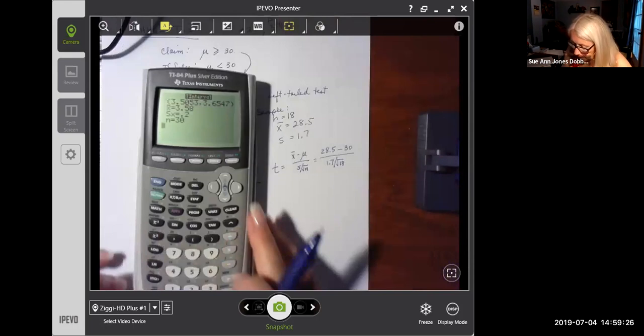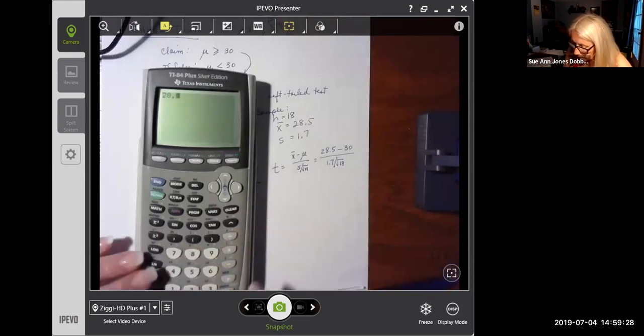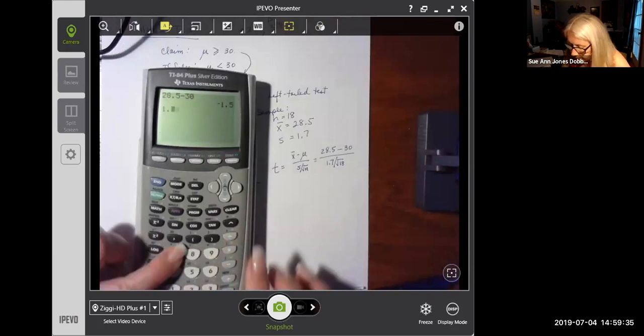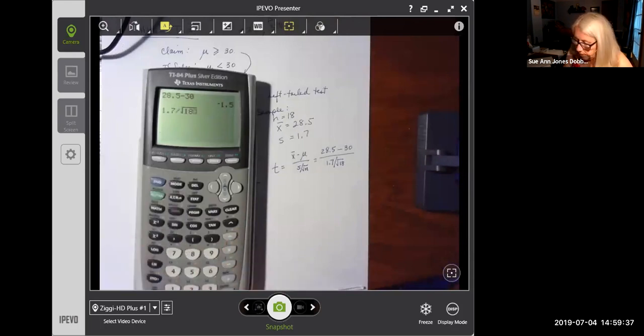All right, 28.5 minus 30. So that's the numerator. 1.7 divided by the square root of 18. That's the denominator. So then I take negative 1.5 and divide by.